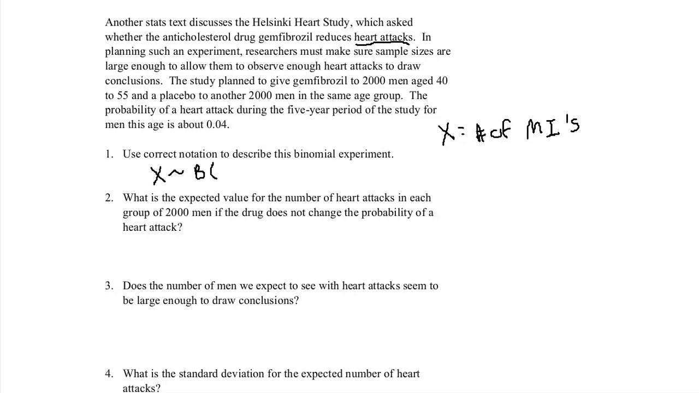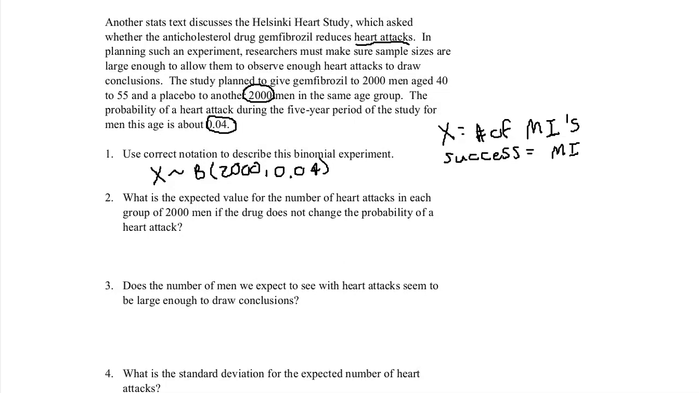How many people are we looking at? Just do one group at a time. So we're going to have 2,000 trials, 2,000 people whose results we look at. And what's the probability of success? Now remember, success is not a good thing. Success is having a heart attack, because that's what we're looking at. The probability of having a heart attack? 0.04 for men in this age group. So here's how we would use notation to describe our binomial experiment.